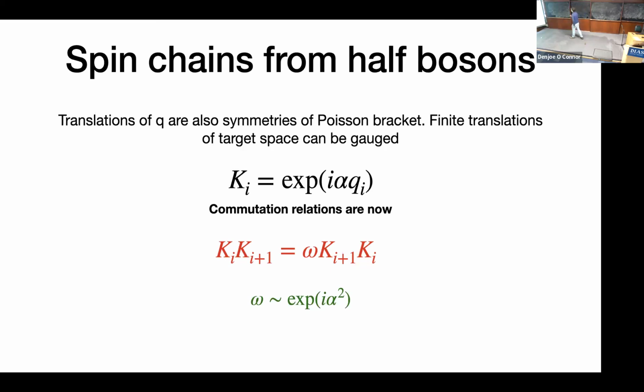So what I can do is I can gauge finite translations of the target space, meaning the Q variables. So I can say that instead of using the little Q variables, I'm going to use variables that are invariant under the translation, and I'm going to write a new operator algebra where I just exponentiate the Q's with some number, and I'm going to study the algebra generated by the K_i and their inverses. And then when you compute the commutation relations of the K_i's, instead of having a C number Poisson bracket on the right hand side, if you do it with commutators, stuff behaves nicely.